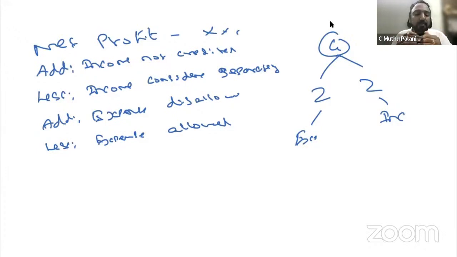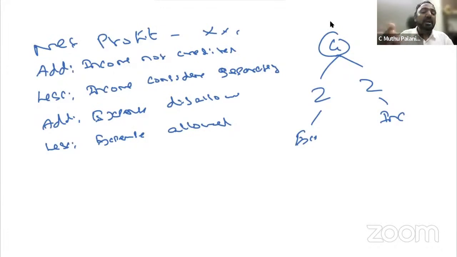You start from net profit. You add income that is not credited to the P&L but still taxable. You will reduce income that is considered separately or income that is not taxable. You add expense that needs to be disallowed, which should not be treated as an expenditure, which is part of your P&L but should not be considered for income tax purposes.